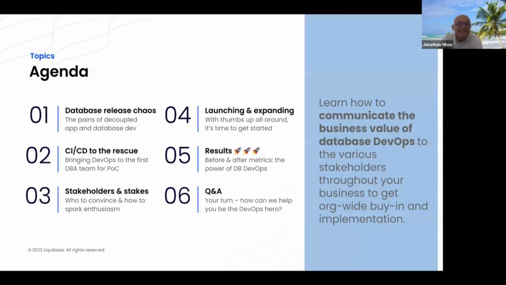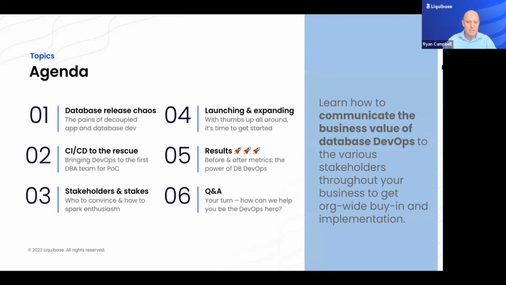Yeah. All right. Cool. So we're going to run through about 6 different items in our agenda, and our goal here is to explore Jonathan's database DevOps story. We're focused on how Jonathan communicated the business value to all these different stakeholders across his company, not only to get their buy-in, but their enthusiasm for the project. After this webinar, you should have the tools you need to initiate these DevOps initiatives in your own company and get the stakeholder alignment you need to make this happen.